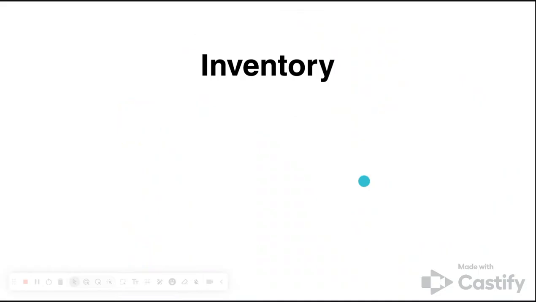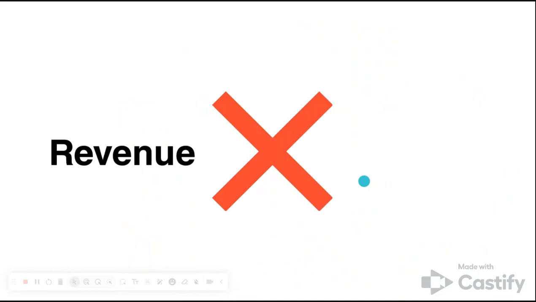One of the biggest mistakes beginners make is assuming that revenue equals profit. But businesses have costs. To understand profit, we need to understand two important accounting concepts: inventory and cost of goods sold. Let's go back to our lemonade stand. So what exactly is inventory?